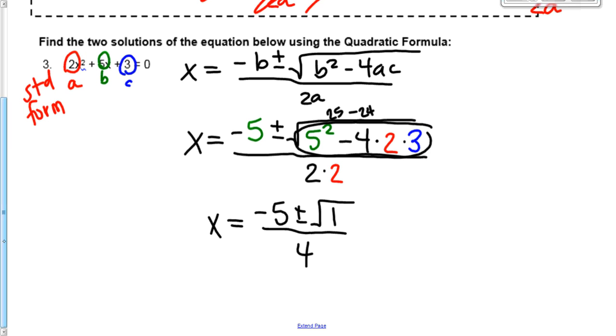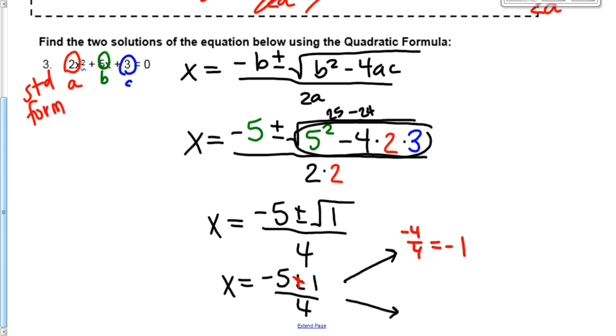Okay. So then we just work that out, right? Well, x equals negative 5 plus or minus 1, right? Because square root of 1 is 1, all over 4. Well, this branches into 2 answers, okay? The first one would be negative 5 plus 1 over 4, right? Negative 5 plus 1 is negative 4. So negative 4 over 4 is negative 1. There's my first answer. Then the other part of this would be negative 5 minus 1 over 4. Well, negative 5 minus 1 is negative 6 over 4, which is negative 3/2. And there are your 2 roots.